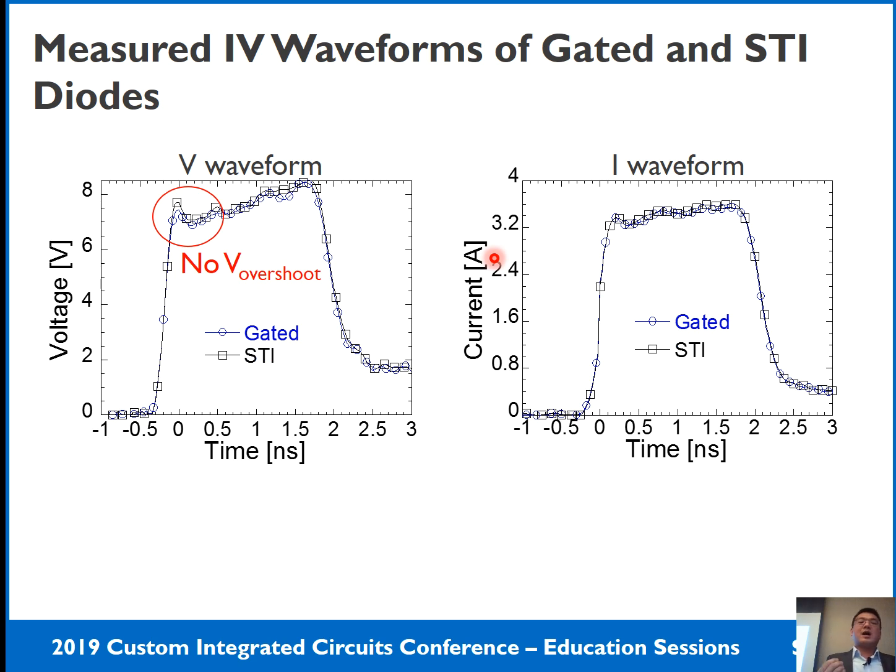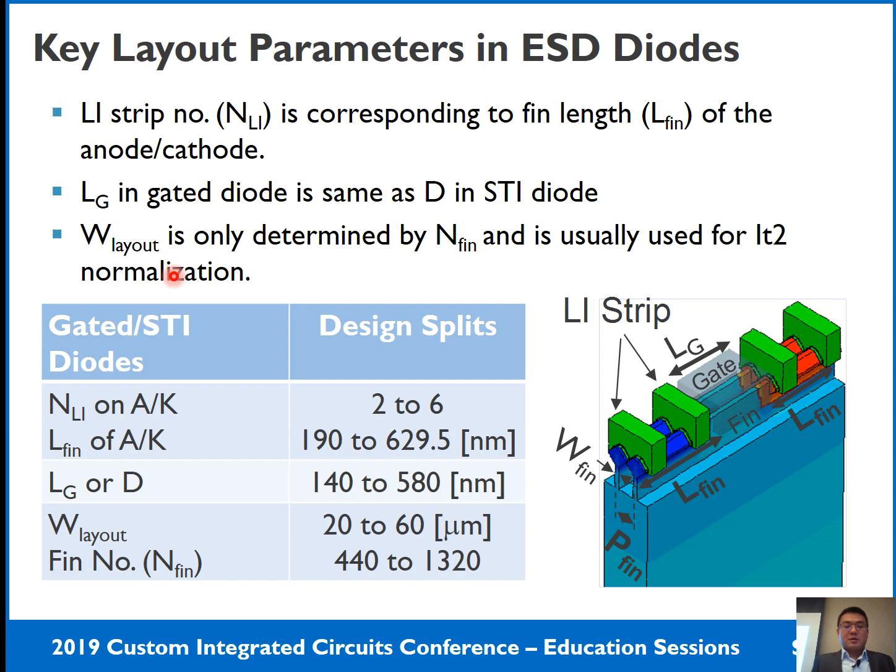The measured IV transient waveform is shown here. With around 3 amp current stress, both diodes can be turned on very fast. There is no overshoot at the beginning. So there is no overshoot for these 2 different types of ESD diode.